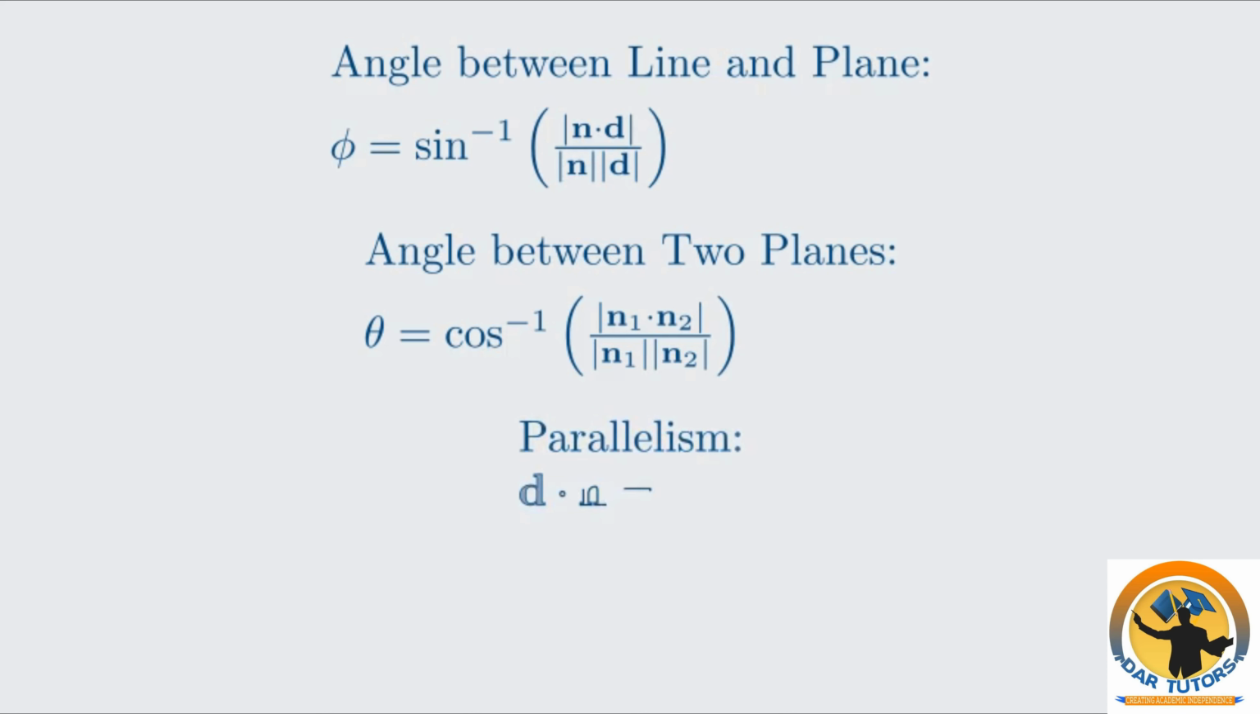A line is parallel to a plane if their direction and normal vectors are perpendicular, meaning their dot product is 0. Two planes are perpendicular if their normal vectors are perpendicular, also meaning their dot product is 0. Mastering these formulas and concepts is crucial for success in the IB AA HL exam.